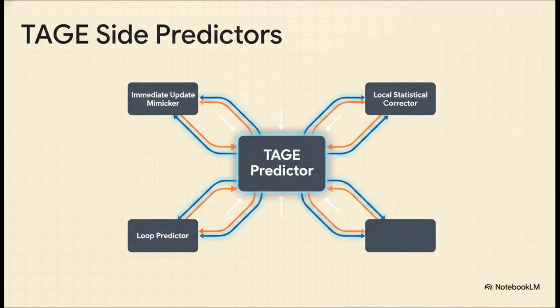But TAGE alone isn't perfect, and honestly, the lengths hardware engineers will go to squeeze out every last drop of accuracy is just fascinating. Modern implementations attach highly specialized side predictors to the main engine. For instance, the immediate update mimicker steps in to fix predictions using data from branches that are currently in flight but haven't actually retired yet. The loop predictor specifically catches loops that have constant iteration counts, and the local statistical corrector tracks those really annoying branches that don't strongly correlate with the execution path but still exhibit a reliable statistical bias over time.